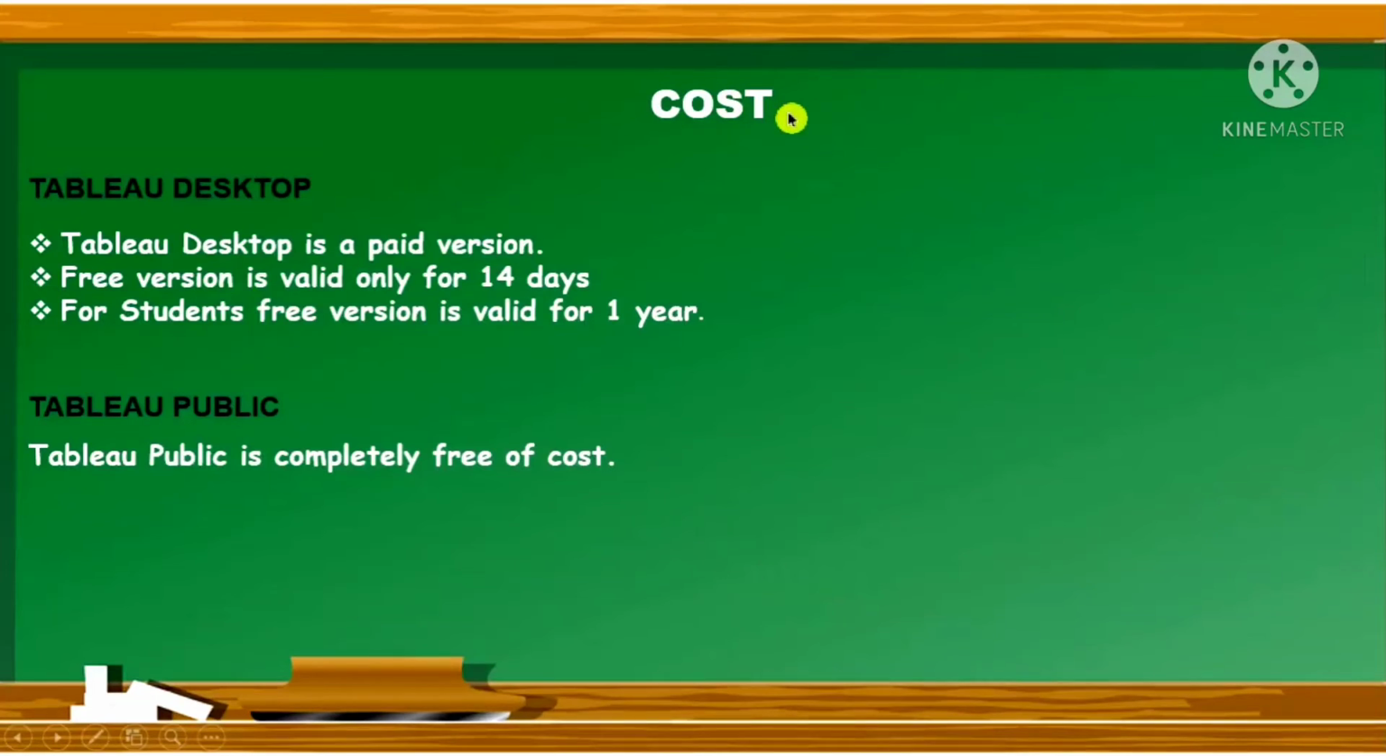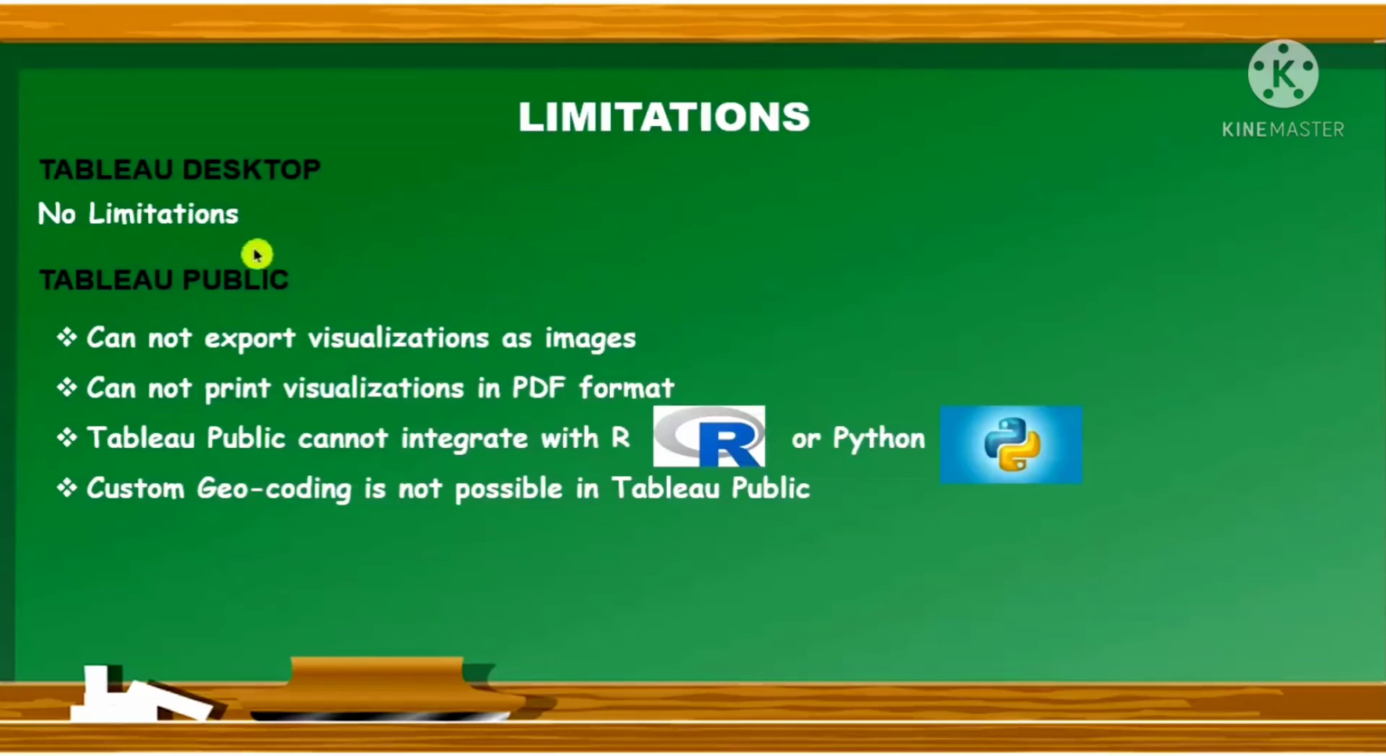The next difference is cost. Tableau Desktop is a paid version. As you all know, Tableau Desktop is a paid version. The free version is valid only for 14 days, and for students it is valid for 1 year. Whereas Tableau Public is completely free of cost. So the next is some limitations. For Tableau Desktop, there are no limitations, but Tableau Public has some limitations. What are these?